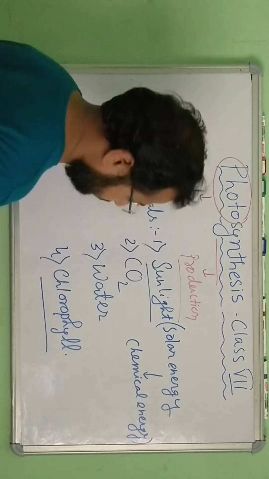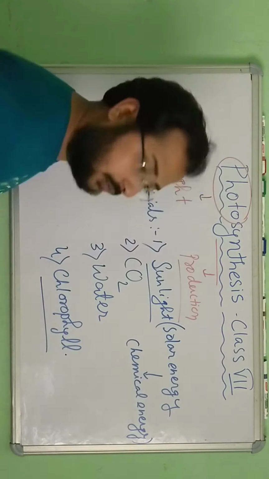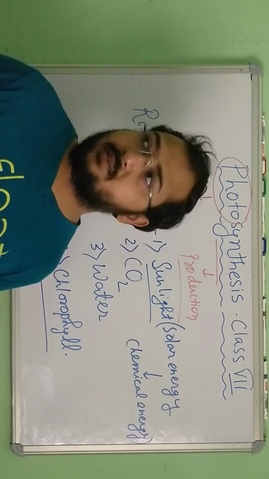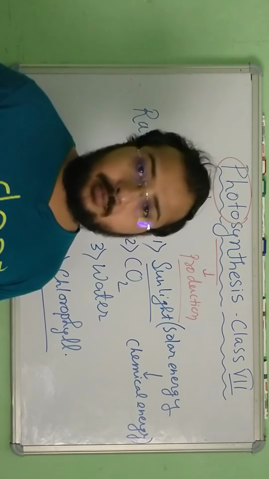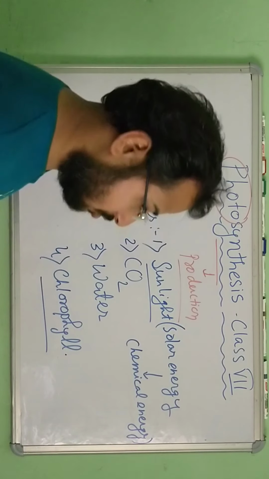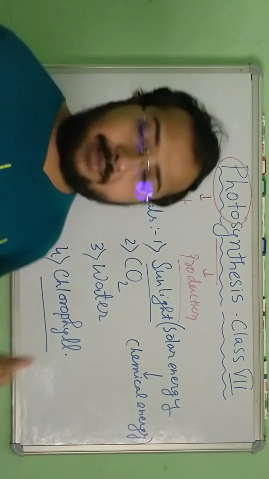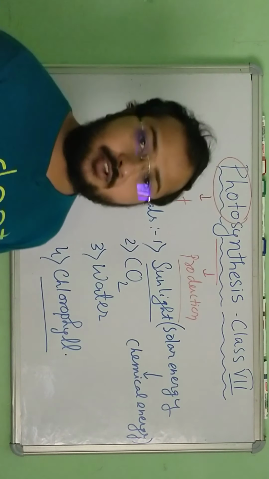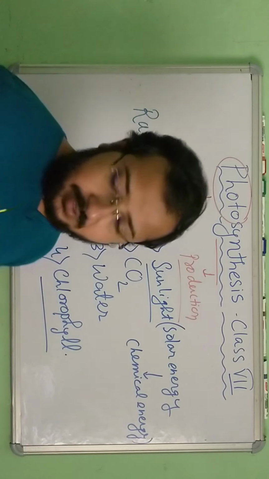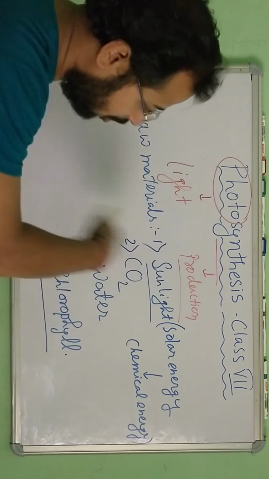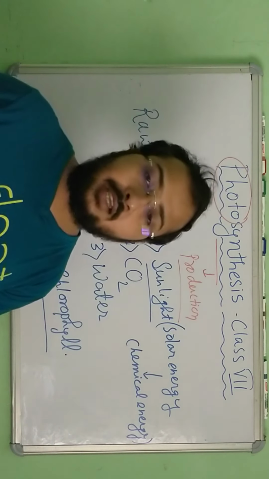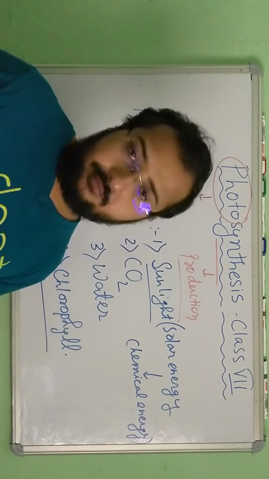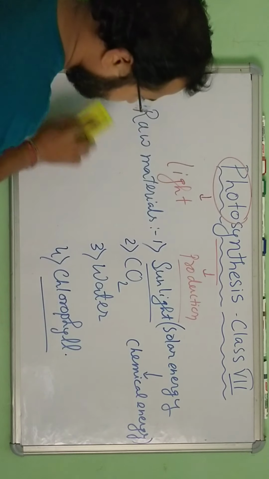Where do you see the chlorophyll pigments? We see the chlorophyll pigments in the leaves of the plant. So the chlorophyll green pigments trap the solar energy. Understood? So these are the 4 important raw materials required for photosynthesis. On the basis of these raw materials, now we are going to see the equation in photosynthesis. Let's see the equation.